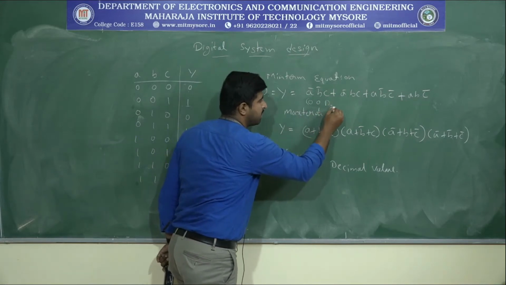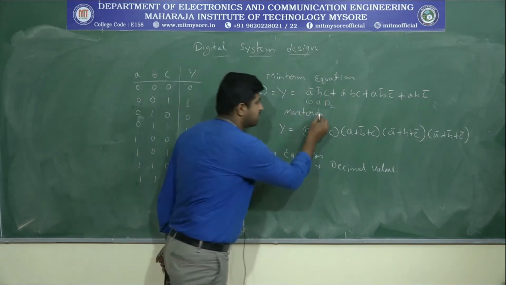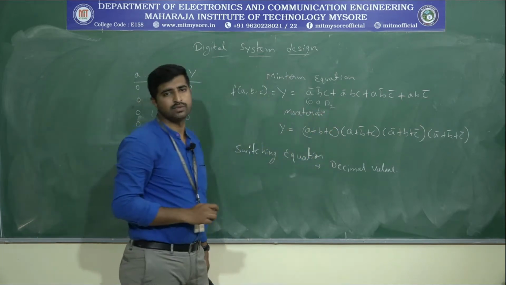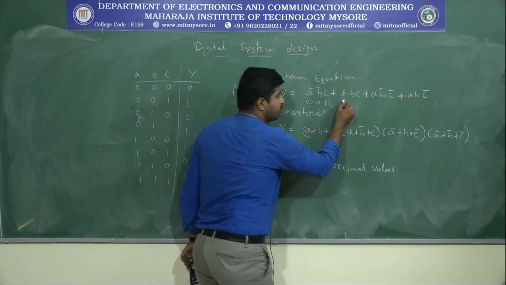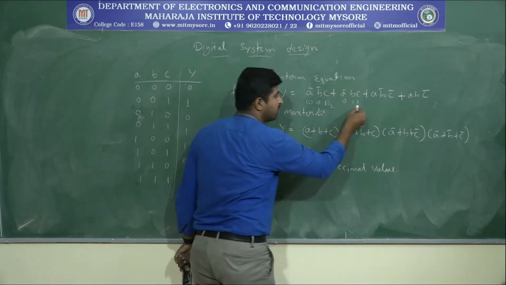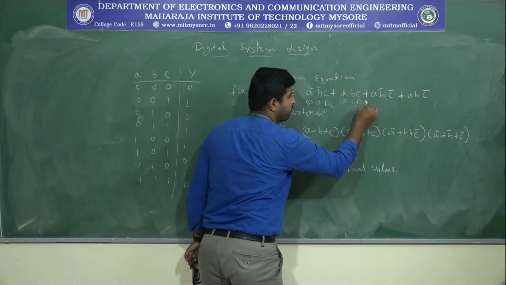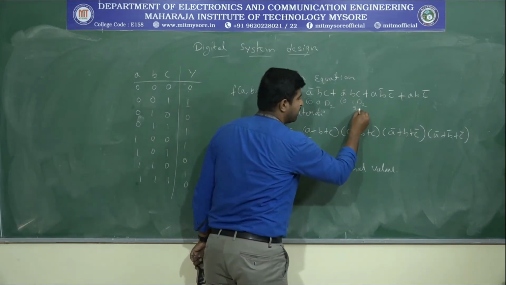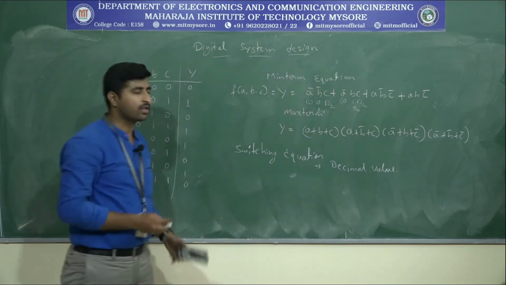So this is in the decimal form and this is in the binary form. Similarly, 0 1 1 in binary form is equal to 3 in the decimal form, like that.